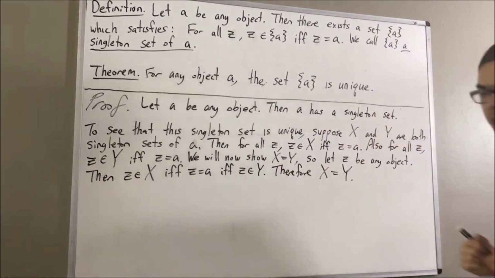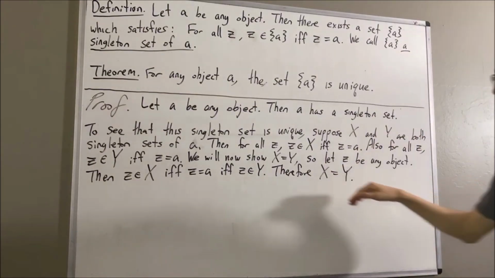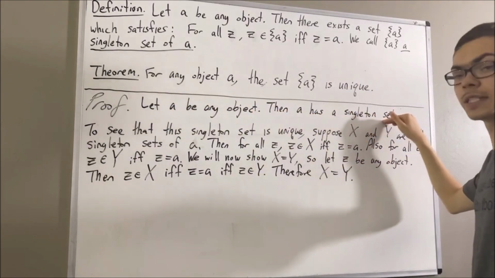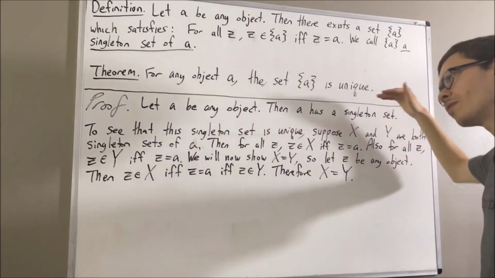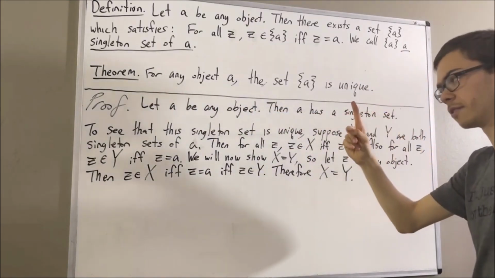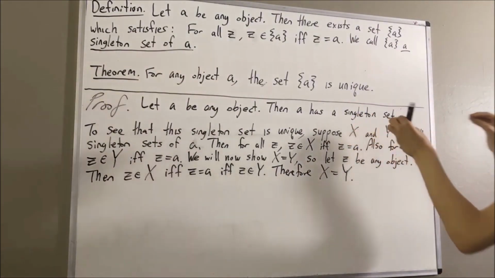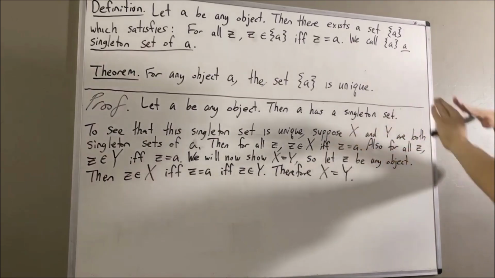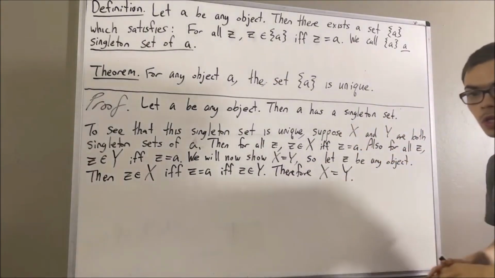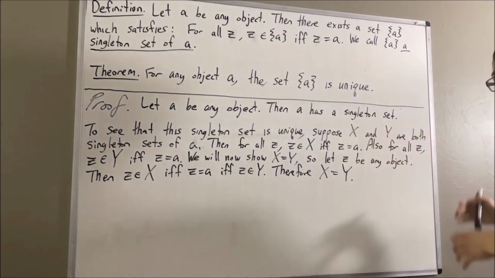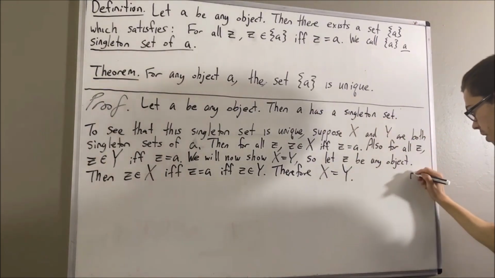So now let's put this all together. We gave ourselves an arbitrary object A, and we said A has a singleton set. How do we know A has exactly one singleton set though? Well, we gave ourselves two arbitrary singleton sets of A, X and Y, and we showed that they have to be equal. So that proves that this singleton set is unique. And so this completes the proof.